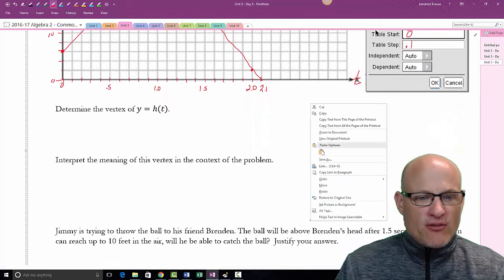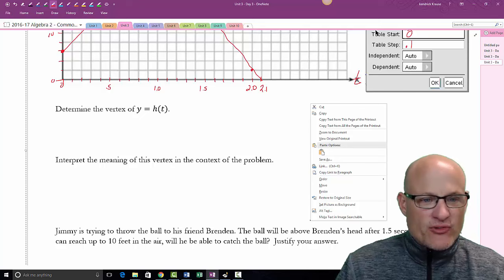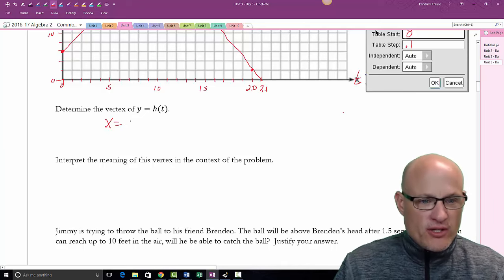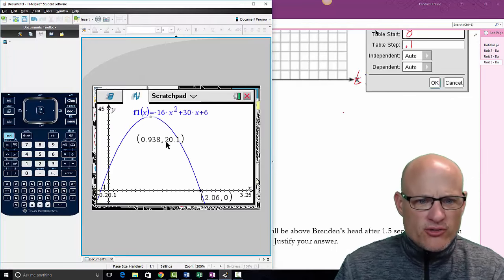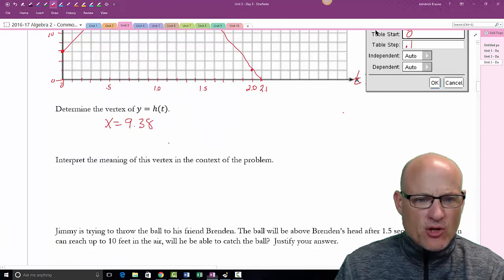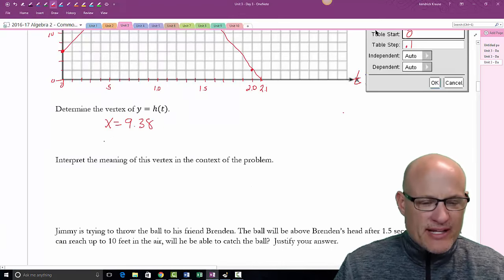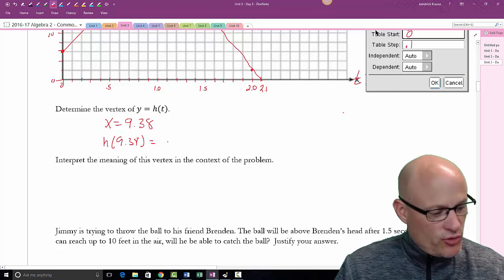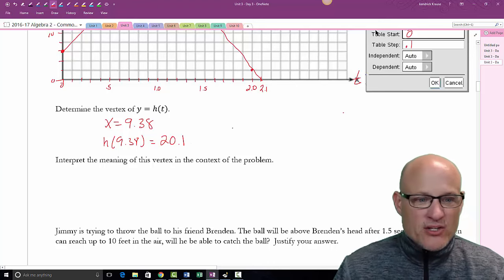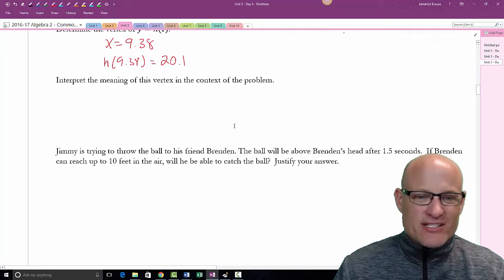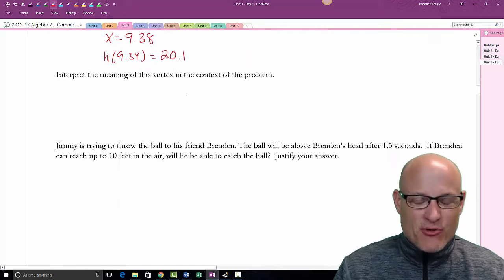Determine the vertex of this thing. So we just did that. We said that x value was 9.38. And if you actually go into it, it's actually a little bit more than that. But that's enough. And then h of 9.38 is equal to 20, we said 1 in this case. So interpret the meaning of the vertex in the context of this problem.